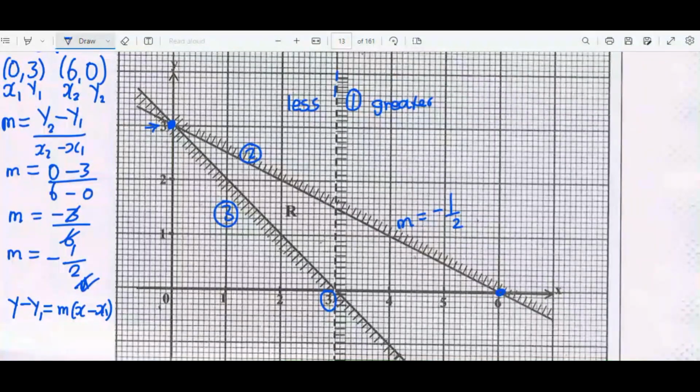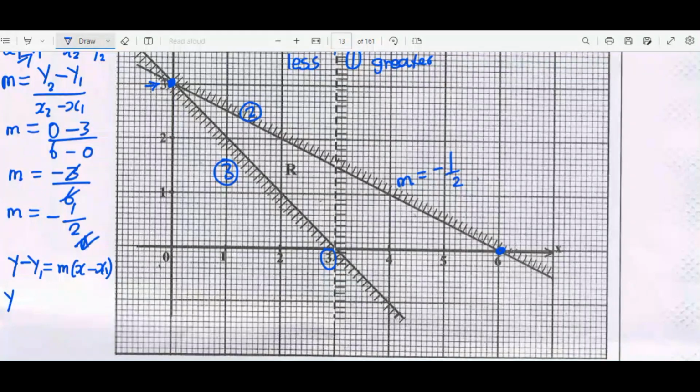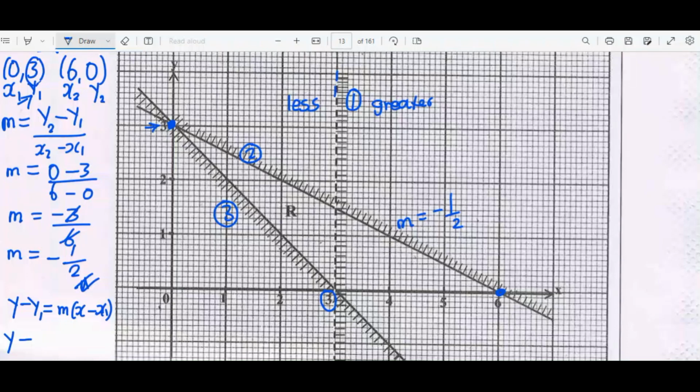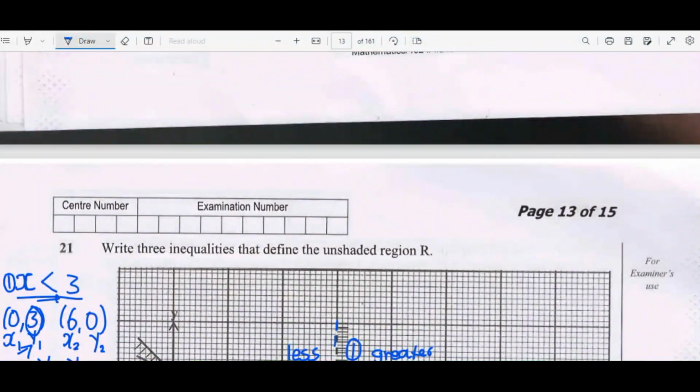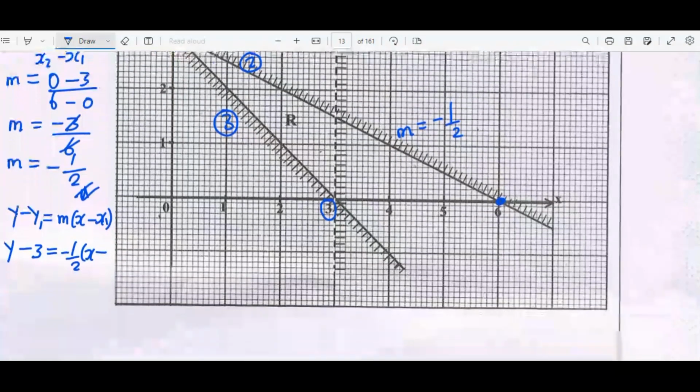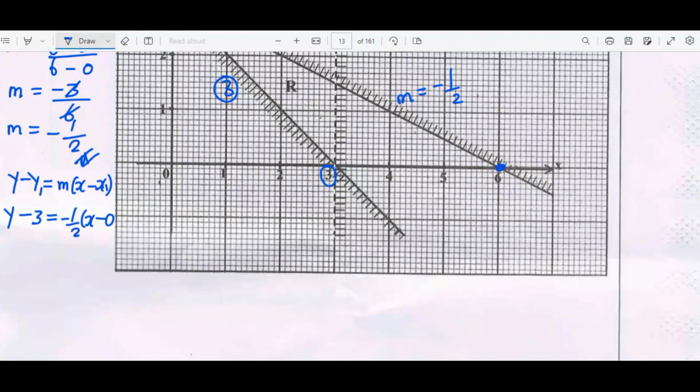Okay, let's just use the first pair. So we have y minus y1. For the first pair, the y1 is 3, so we put 3 here. The gradient is negative half. x1 is 0, so we put our 0 here.